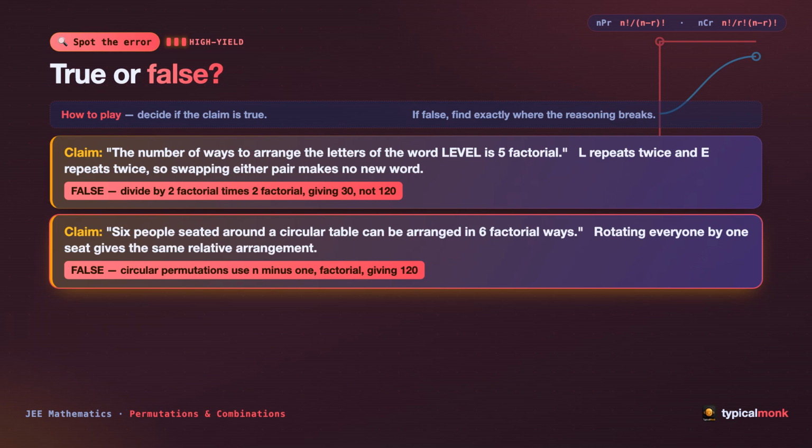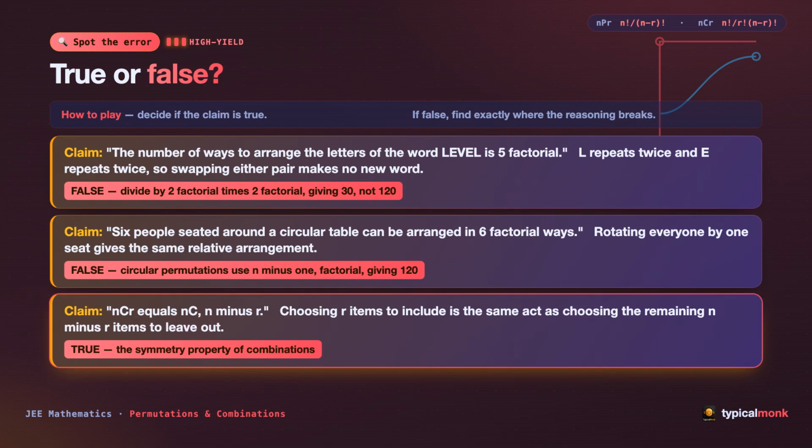Second claim. 6 people seated around a circular table can be arranged in 6 factorial ways. Think carefully. On a circle, rotating everyone by 1 seat gives the same arrangement relative to each other. So 6 factorial massively overcounts. The correct count is 6 minus 1 factorial, which is 120. This is false. Circular permutations use n minus 1 factorial, not n factorial.